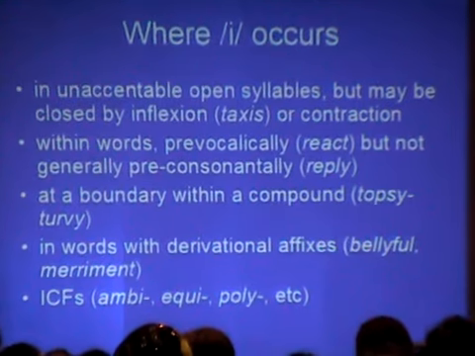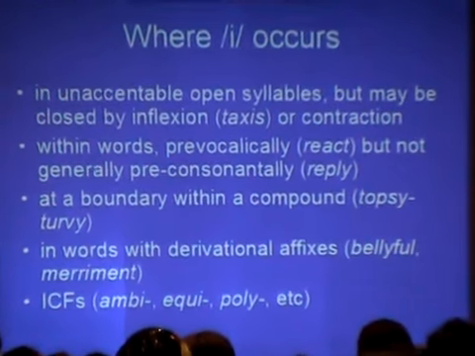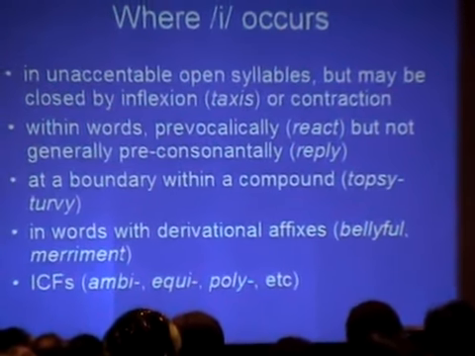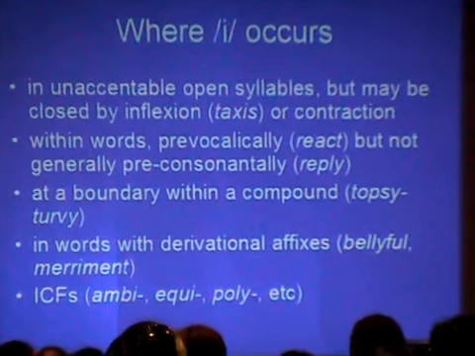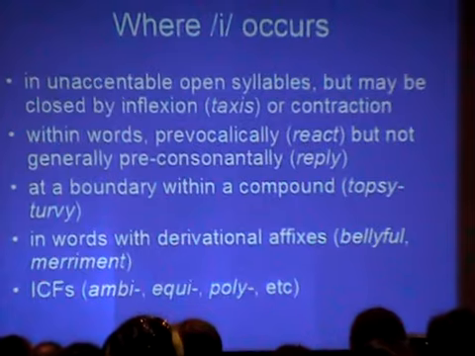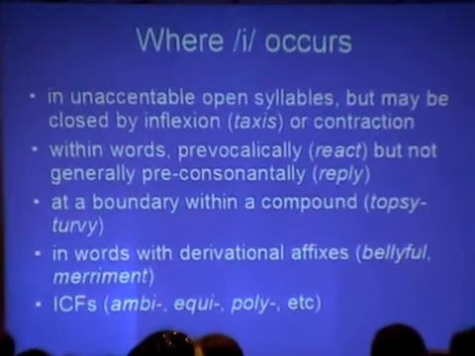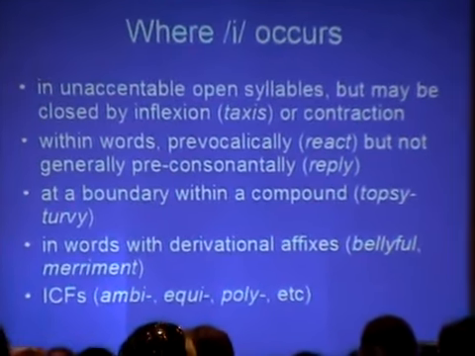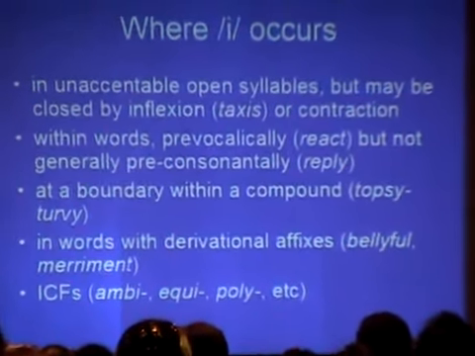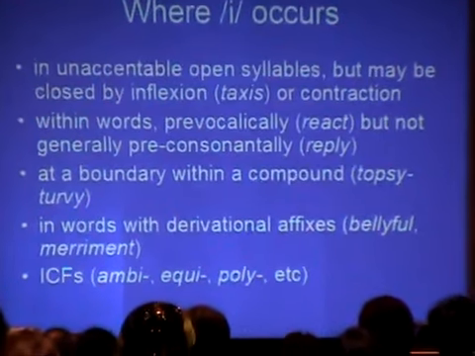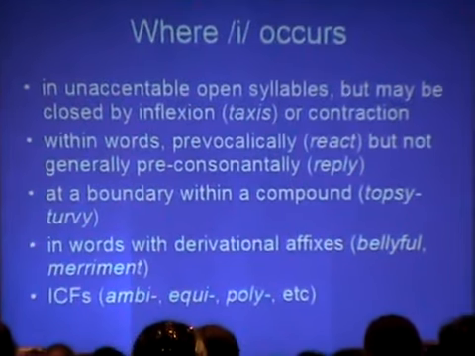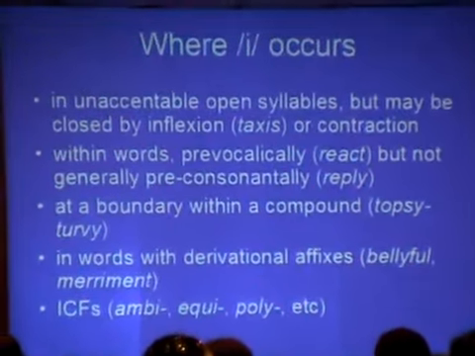What the contexts have in common, essentially, is that the vowel is in unaccentable open syllables. The syllables may get phonetically closed by inflection or as a result of contractions in things like he's for he is. Pre-vocalically within words, there's no problem in things like react. Pre-consonantally, it's more complicated. It depends what the two elements are and what kind of boundary there is at that point. But one place where it occurs, for instance, is at the end of so-called initial combining forms like ambi, equi, and poly, and so on.